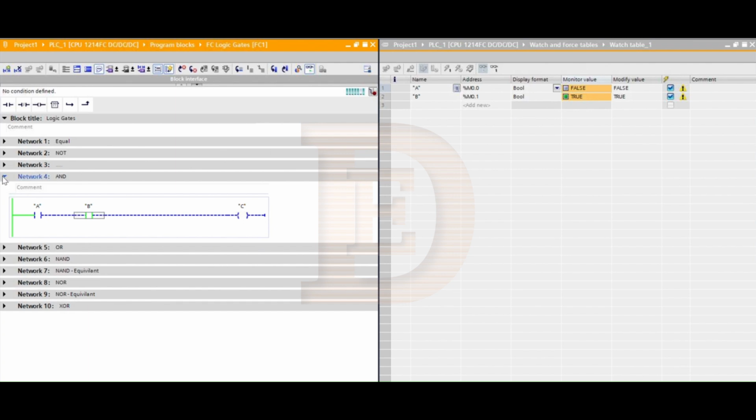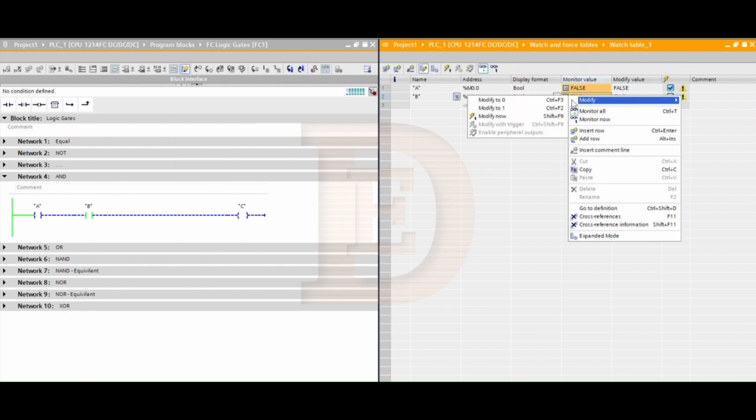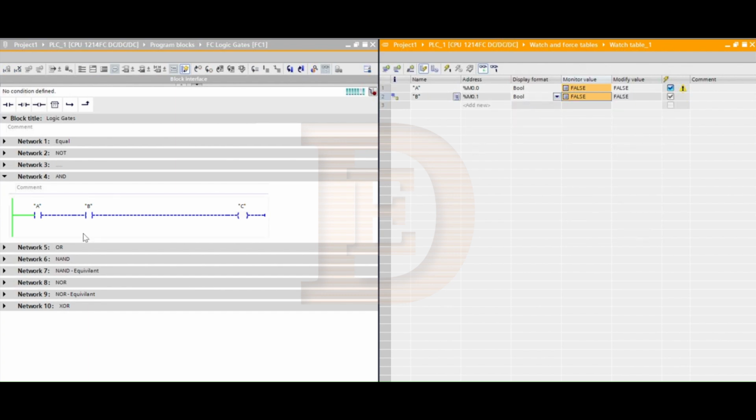Now that's the AND gate. And to understand it, we look at both A and B as doors. For you to get to C, you need door A to be open, door B to be open. Now, if any of these doors is closed, regardless what happens in the other door, you cannot get to C. So that's the AND gate.